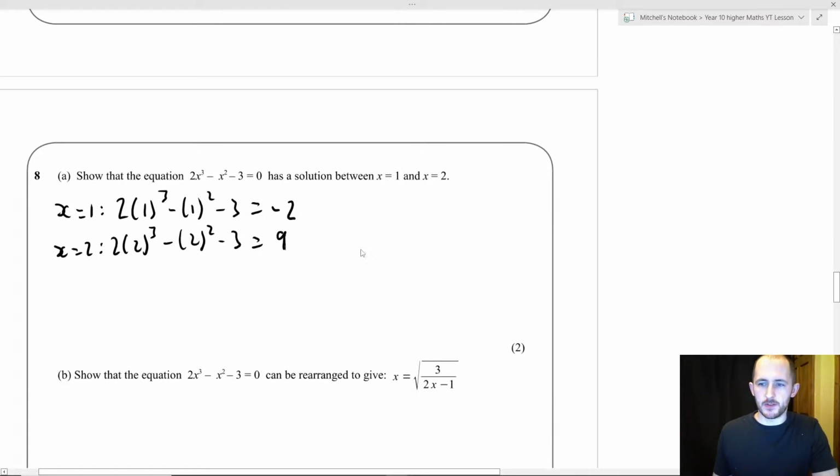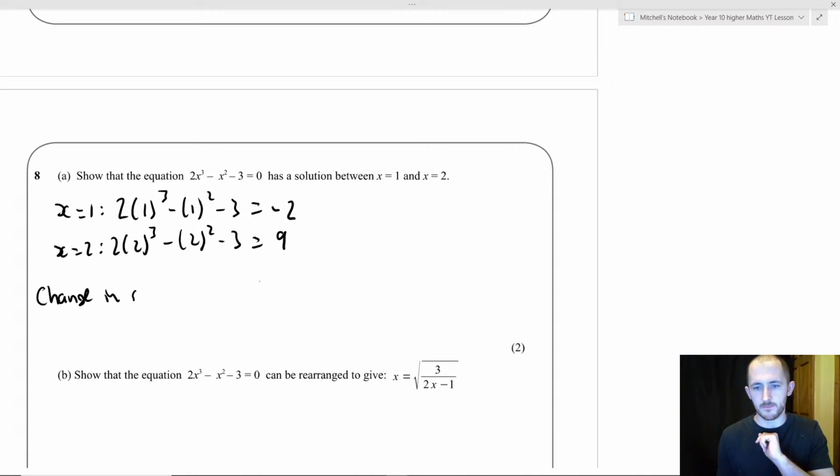So here's where things get a bit more interesting, okay? When you sub in those two values, if there is a change in sign, then there is a solution between those two values. Okay? So if this first value is negative and the second one's positive, or the first one's positive and the next one's negative, there exists a solution, okay? So what you want to write exactly is change in sign, and I'll go through why in a second.